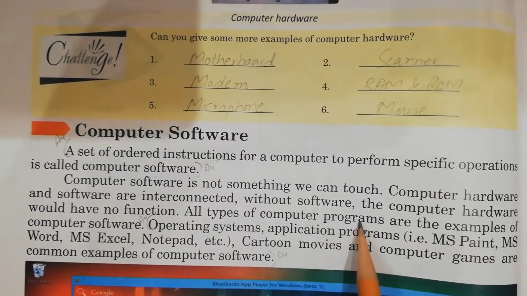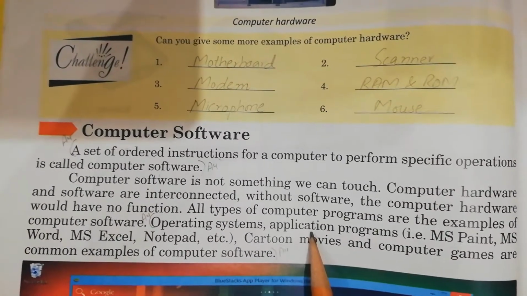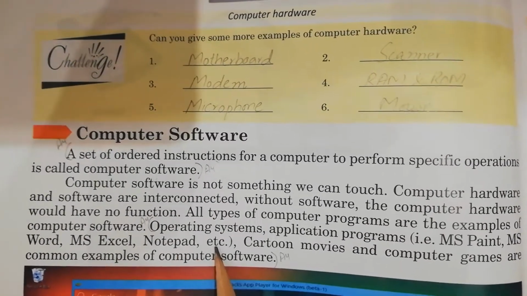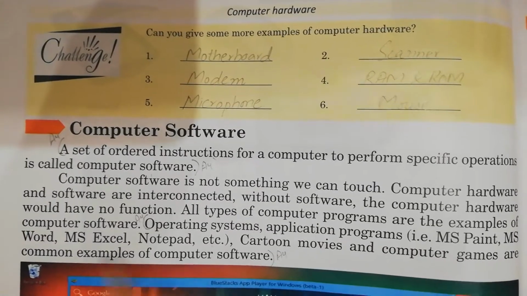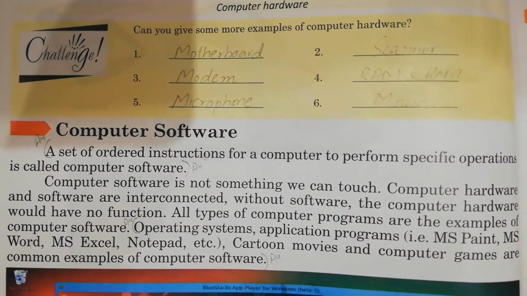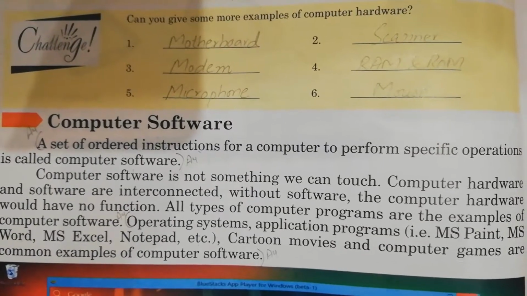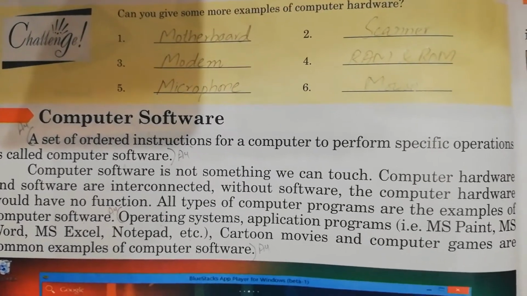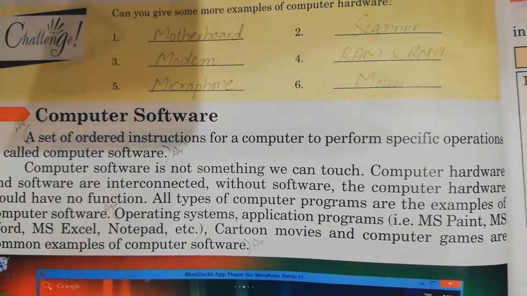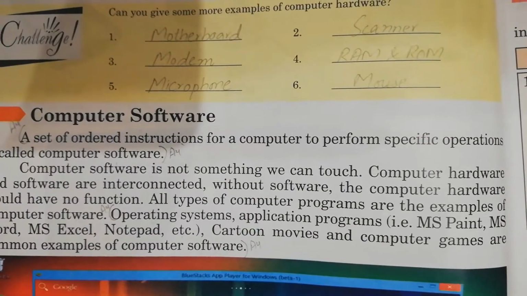All types of computer programs are examples of computer software: operating systems, application programs, MS Paint, MS Word, MS Excel, Notepad, etc. Cartoon movies and computer games are common examples of computer software. Software, commonly known as programs or apps, consists of all the instructions that tell the hardware how to perform a task. These instructions come from software developers in a form that will be accepted by the platform, for example operating system plus CPU, that they are based on.